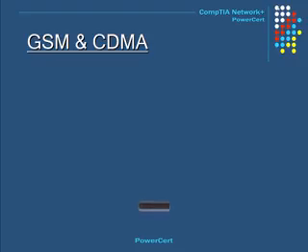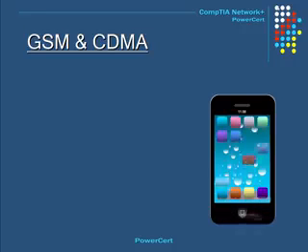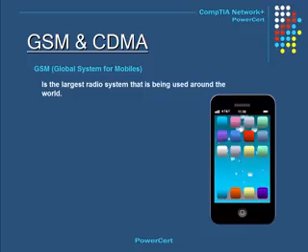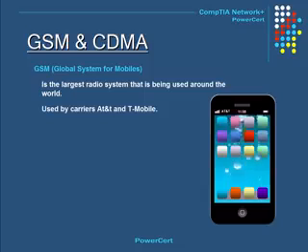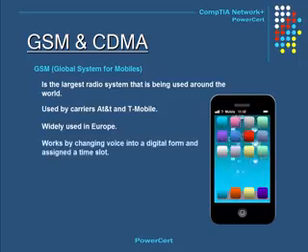Cell phones also access the internet and make phone calls by using radio systems such as GSM and CDMA. GSM stands for Global System for Mobiles and is the largest radio system being used around the world, including major carriers such as AT&T and T-Mobile, and it's widely used in Europe. GSM works by changing your voice into a digital form, and that data is assigned a time slot. Then, as the data is received on the other end, the assigned time-slotted data puts the call back together.